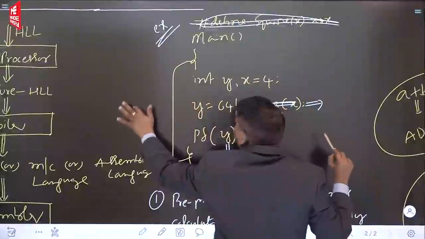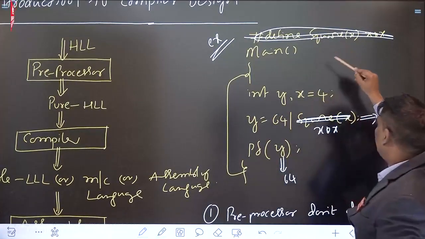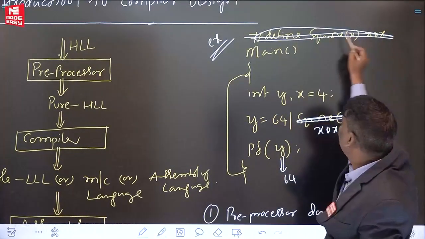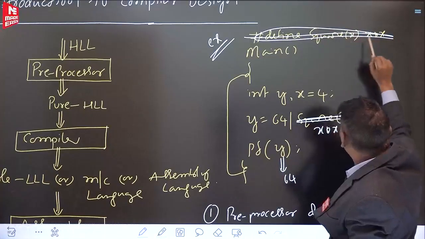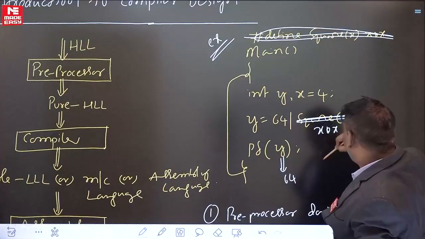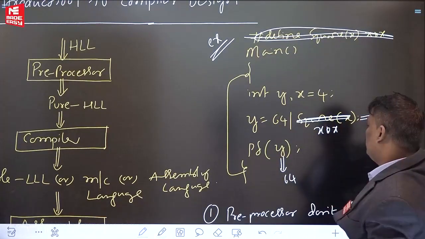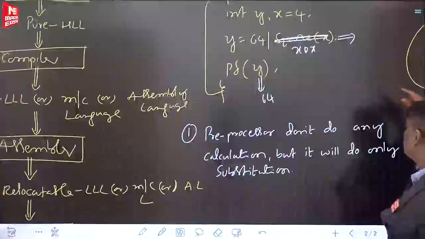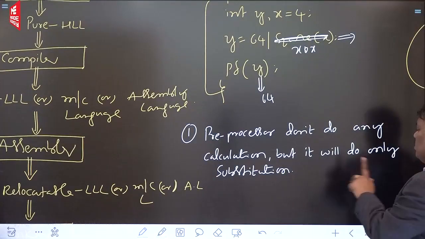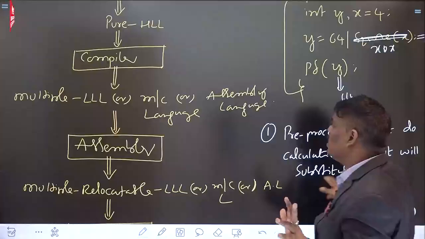Some people are asking, what will the preprocessor do? I explained this also. He will replace the shortcut by the actual. Wherever a shortcut is there, he will replace it by the actual. After all replacements are over, this line will be deleted. I gave the note also: the preprocessor doesn't do any calculation, it only does substitution. Everyone knows the preprocessor's purpose.